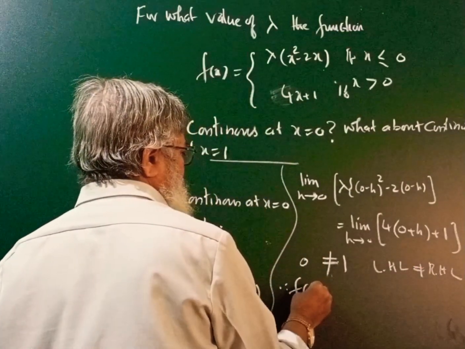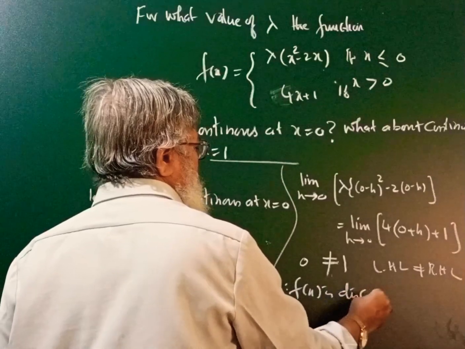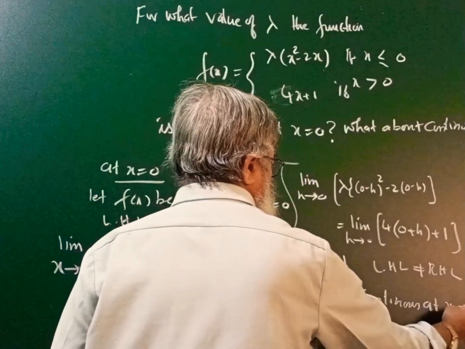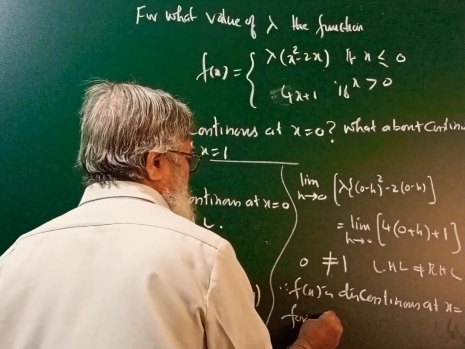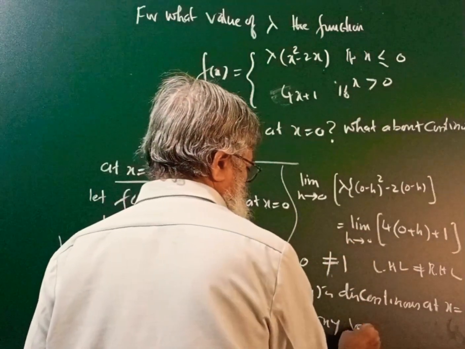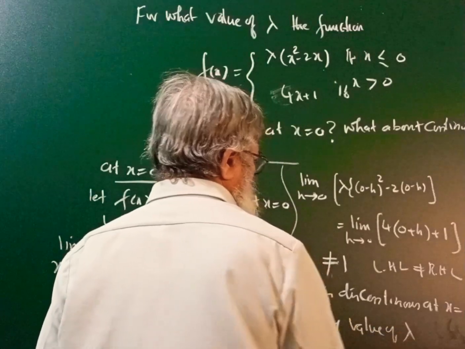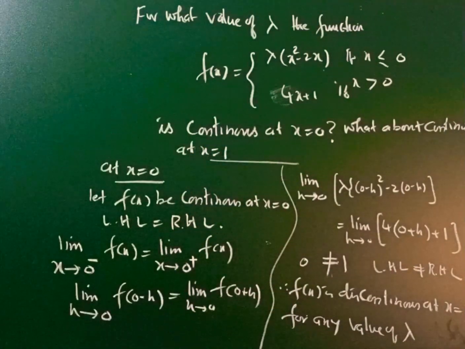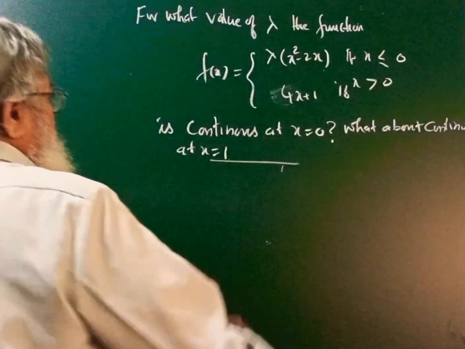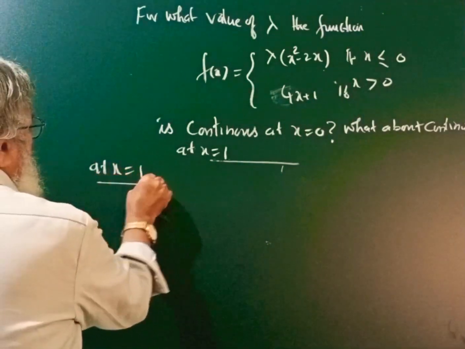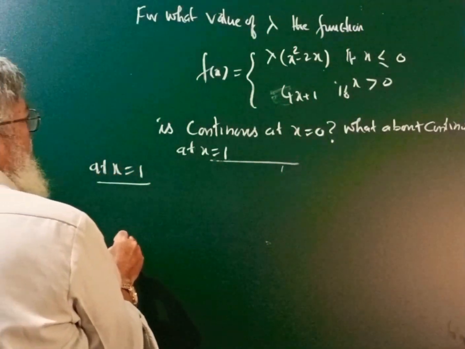Therefore f(x) is discontinuous at x equal to 0 for any value of lambda, because lambda is nowhere mentioned here; lambda has become 0 here, for any value of lambda. After that we have to test for x equal to 1. Now we test for x equal to 1. So at x equal to 1, let us see whether the function is continuous or not.